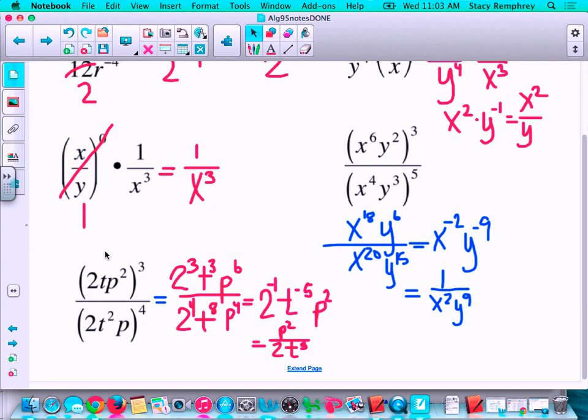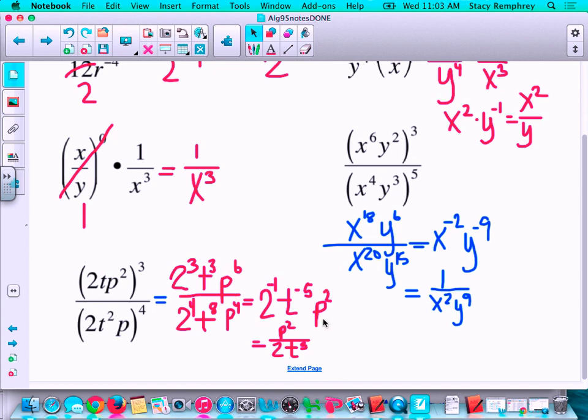In the next one, I cubed the 2. That's the 2 to the 3rd. I cubed the t. And I multiplied the 2 and the 3. That's how I got p to the 6th. 2 to the 4th. 2 times 4 is t to the 8th. P to the 4th. Then I went piece by piece and subtracted exponents. 3 minus 4 is negative 1. 3 minus 8 is negative 5. 6 minus 4 is 2.